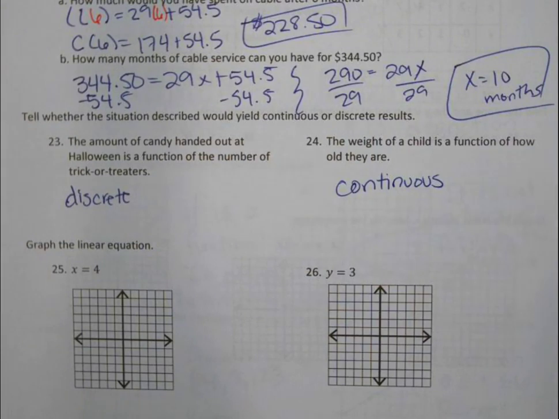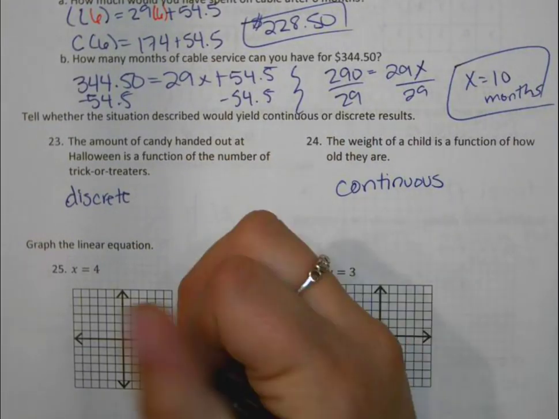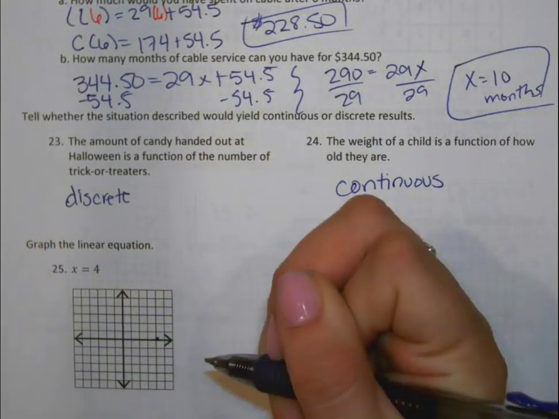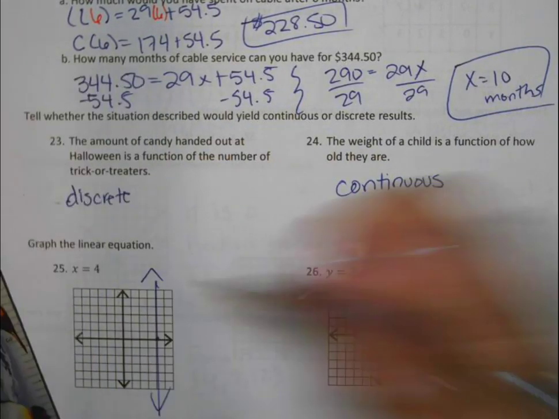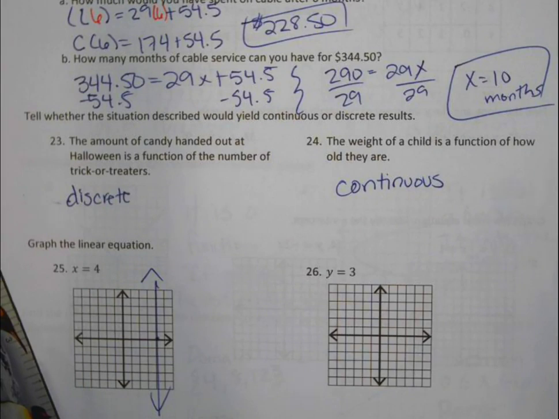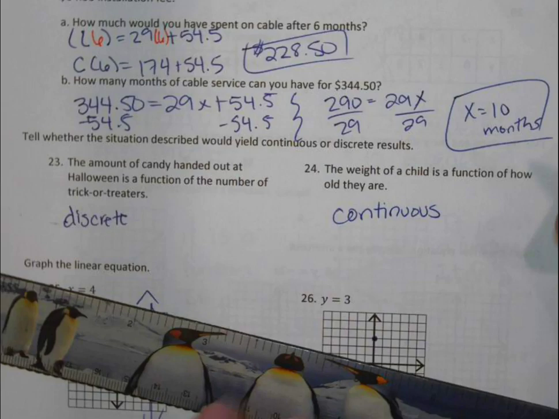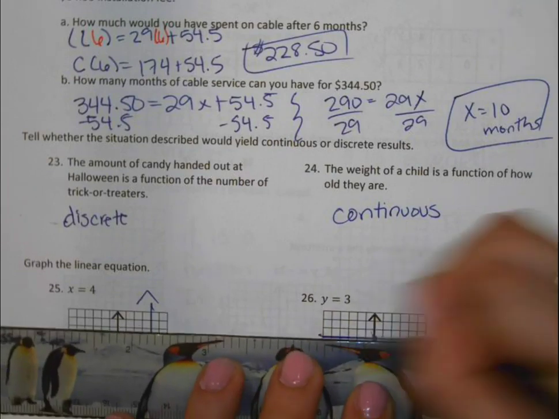On 25, it wants me to graph x equals 4. This goes through the x-axis. I put a dot at x equals 4, and then I draw a straight up and down line. Remember, 26 is y equals 3, so this goes through the y-axis, and this one's going to be straight across.